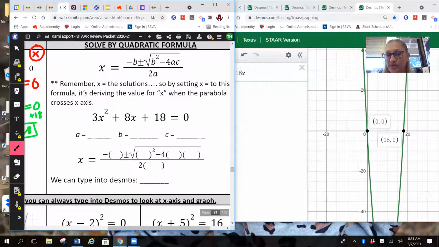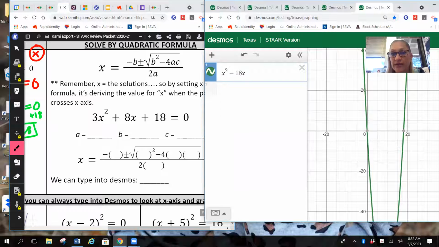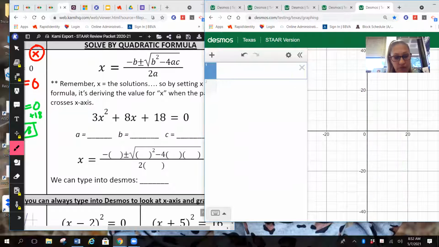Okay, now real quick, solving by the quadratic formula. It says x equals negative b plus or minus the square root of b squared minus 4ac, all divided by 2a. Remember, x represents the solutions where they cross the x-axis. So in this quadratic, and I can type it in right here, 3x squared plus 8x plus 18 doesn't cross the x-axis. That means there's no solutions.